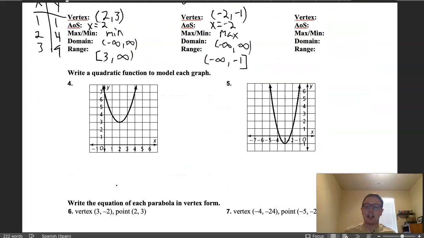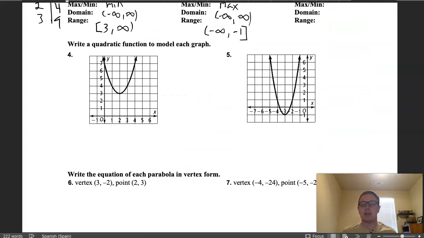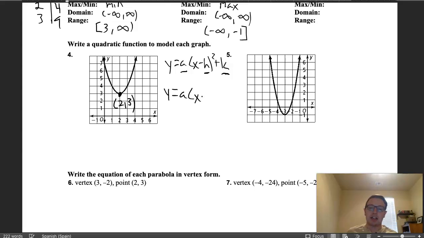Let's move on. Now we're going to write a quadratic function to model a graph. What do we need to model a graph? Well, in vertex form, it's y is equal to a times (x minus h) squared plus k. So we're going to need to know h and k, which comes from our vertex, and we're going to need a second point to solve for a. Let's find our vertex. Looks like it's right here at the point (2, 3). Which means that our equation is y is equal to a times (x minus 2) squared plus 3.